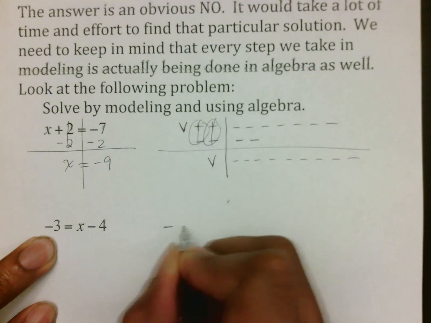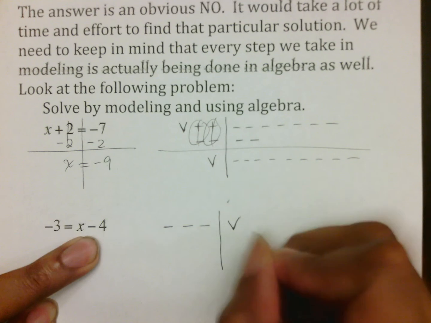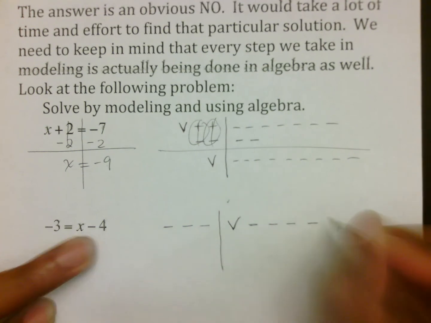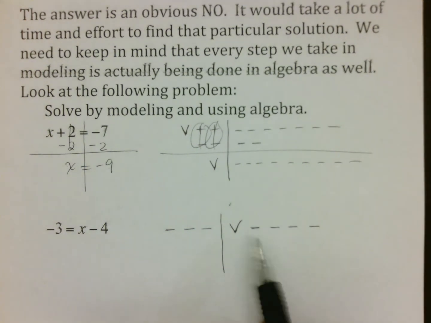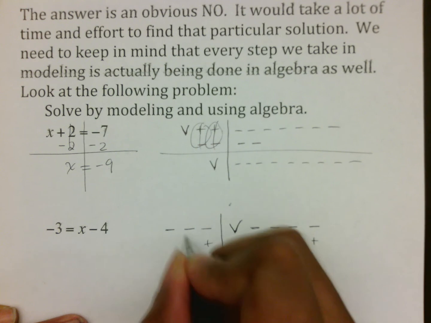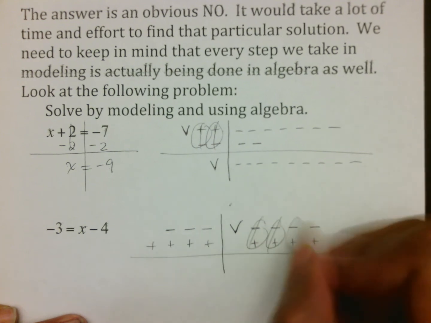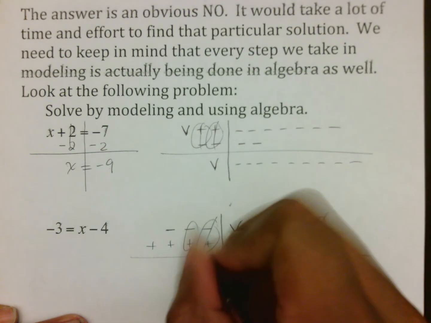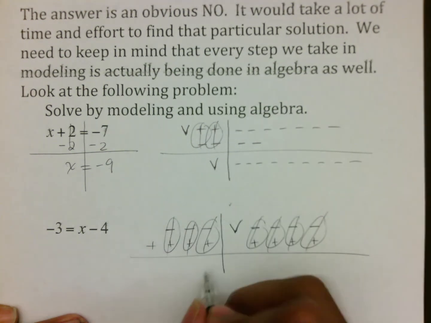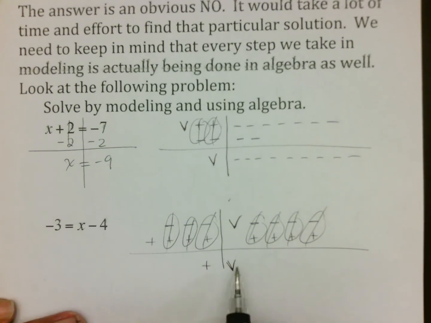Negative 3, 1, 2, 3, equals means put a wall. x means put a cup. Minus 4, 1, 2, 3, 4. Our cup is on the right side. We have 4 negatives to get rid of. The way we get rid of those 4 negatives is by moving it with 4 pluses. We cancel out our 0 pairs. Those go away. Here's some that go away over here. What comes down on this side is a plus and a cup, which again is our stopping point because we have the cup alone. So that would be solving by modeling.